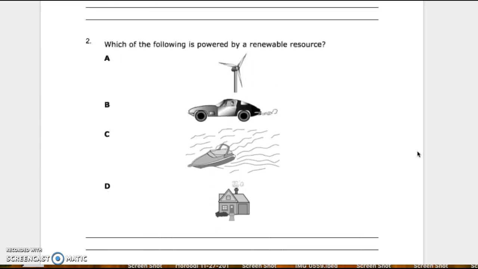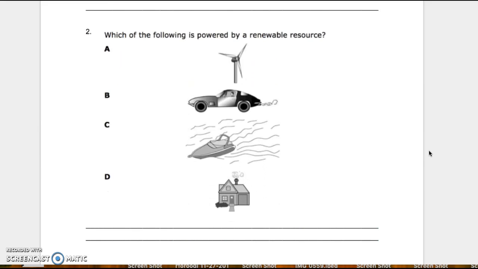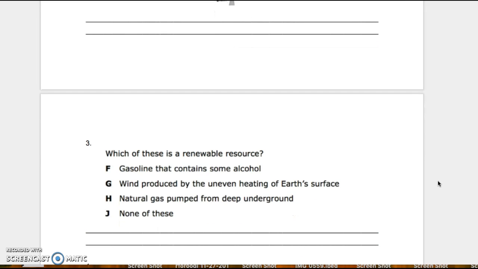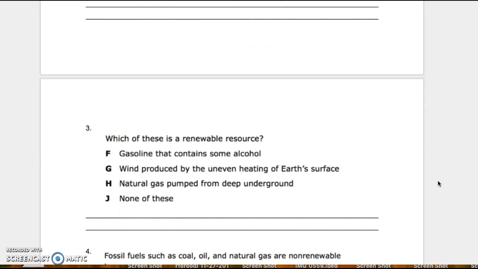Number 2. Which of the following is powered by a renewable resource? Number 3. Which of these is a renewable resource? F. Gasoline that contains some alcohol. G. Wind produced by the uneven heating of Earth's surface. H. Natural gas pumped from deep underground. J. None of these.